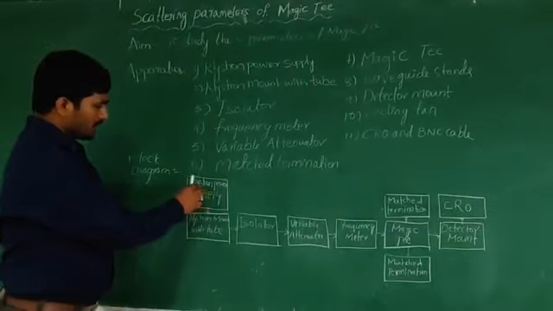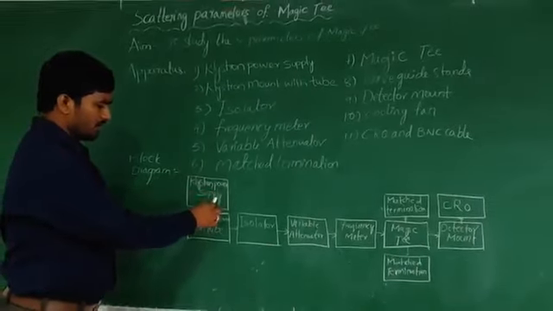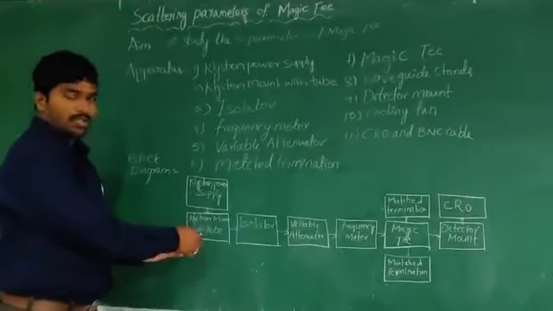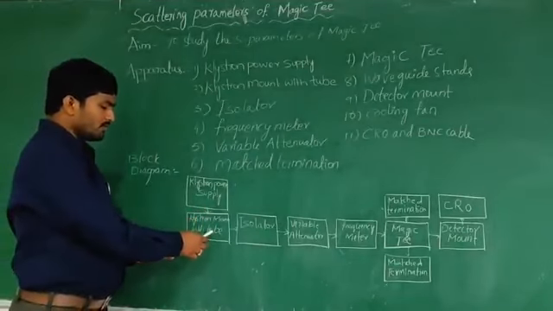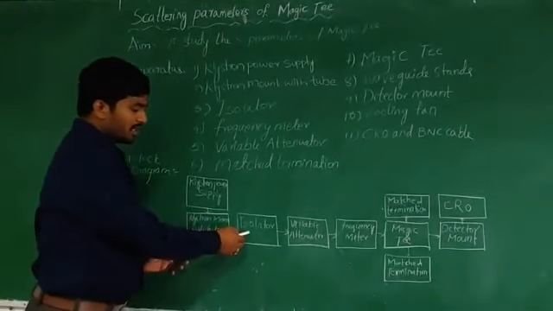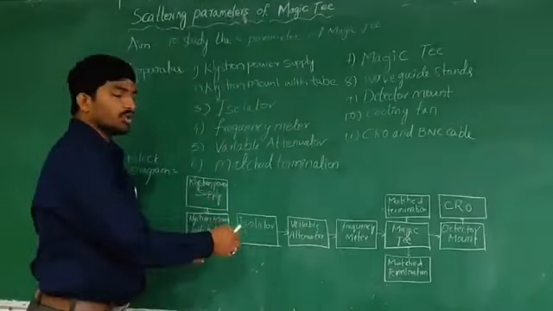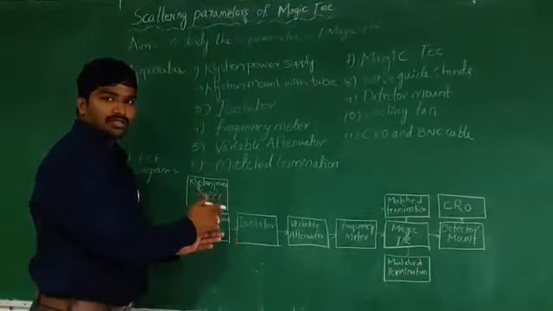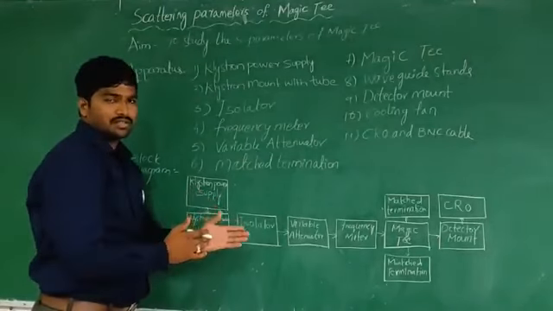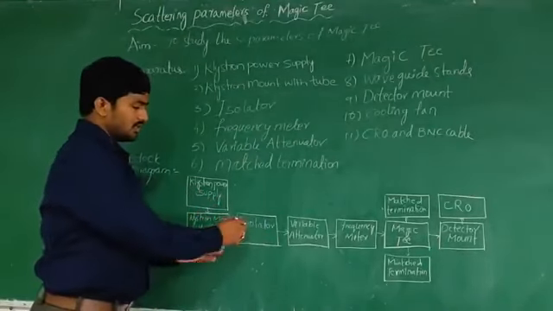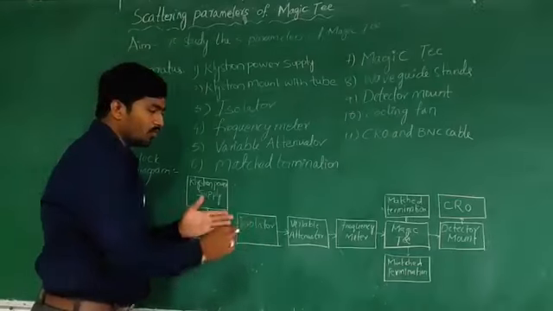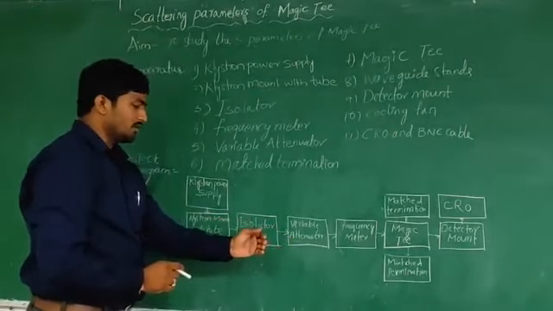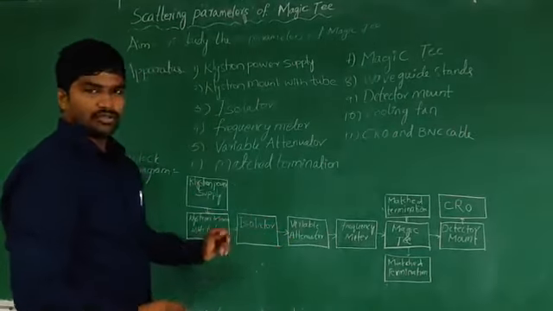First, we apply the Klystron power supply to the Klystron mount to generate the microwaves. The microwaves will move to the isolator. Here we are using the isolator to isolate the power. Why are we using the isolator? The isolator transmits the microwaves in only one direction. It does not allow them to come back. So we are using the isolator.